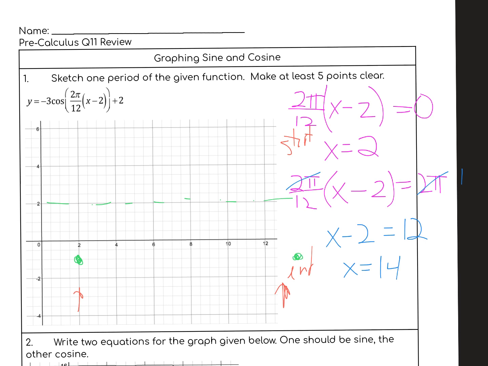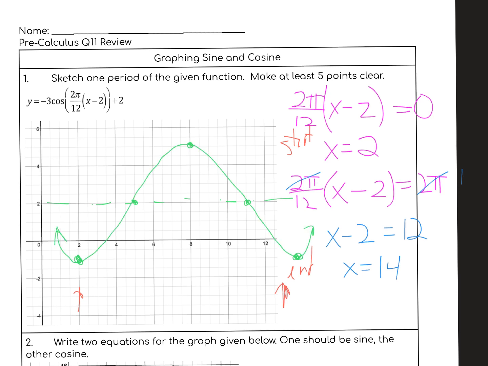In between those 2 and 14, so that's 16, 8 is 8. And at 8, I'm going to be 3 up. 1, 2, 3 up. And then in between those, so in between 2 and 8, so that's 10, so that's 5, I'm going to be at the midline. And in between 14 and 8, 22, 11, I'm going to be at the midline. So that's what my cosine curve is going to look like.